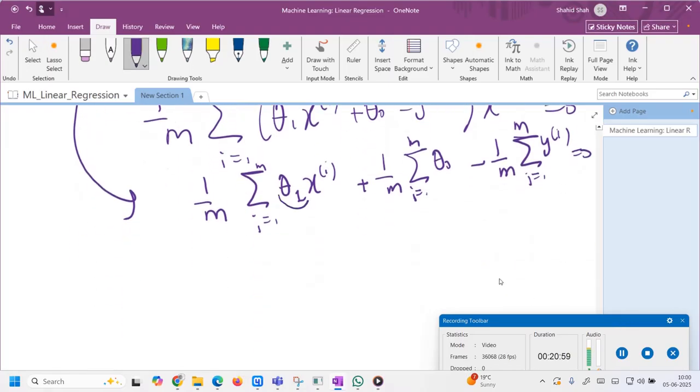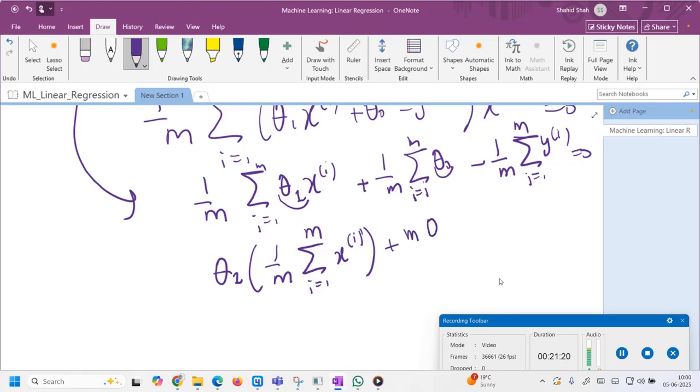Theta 1 is not depending upon the index i, so it will come out: theta 1 by m summation i is equal to 1 to m xi. Now here theta 0 also does not depend on the index i, so you are summing theta 0 m times, so you will get m times theta 0 divided by m, minus, now this is simply 1 by m summation i is equal to 1 to m yi, equal to 0. Now what are these quantities? 1 by m summation xi, so these are all sample means.